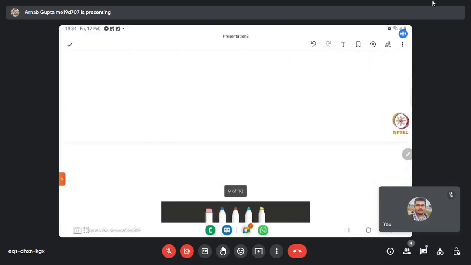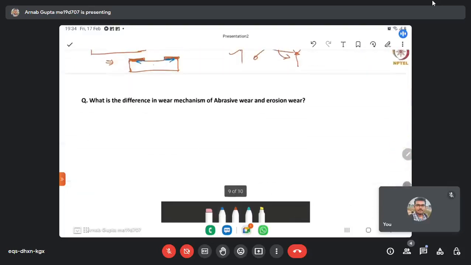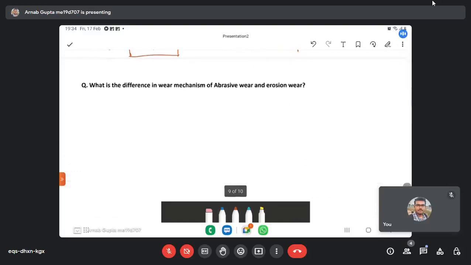Okay, so this is the last question for today. What is the difference in wear mechanism between abrasive wear and erosion wear? We have already discussed this multiple times in the previous question. So yeah, I want an answer from you. What difference can you suggest between the wear mechanism of abrasive wear and that of erosion wear?